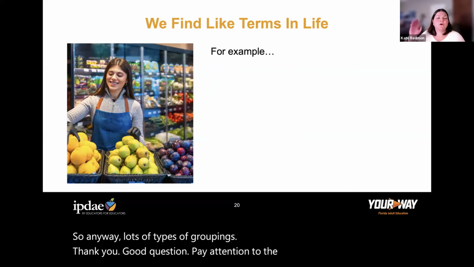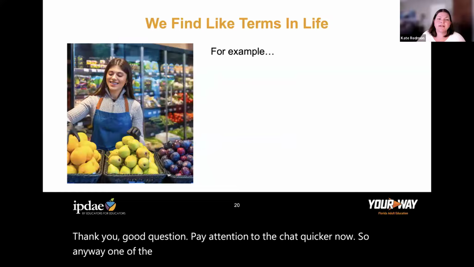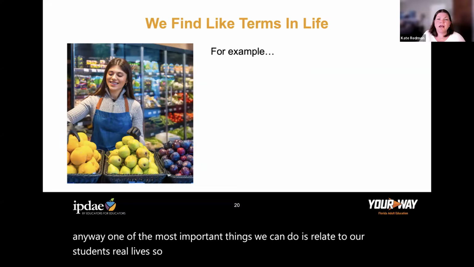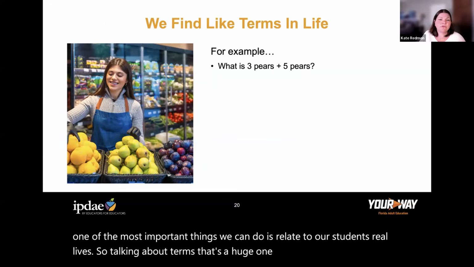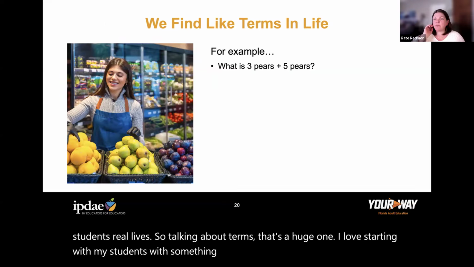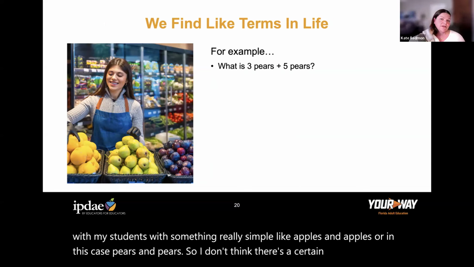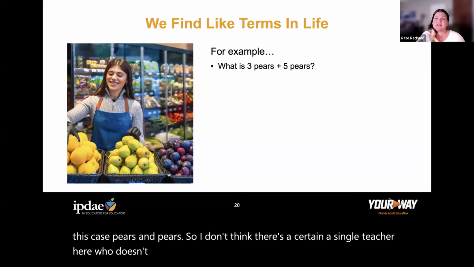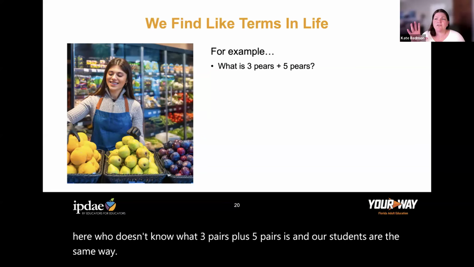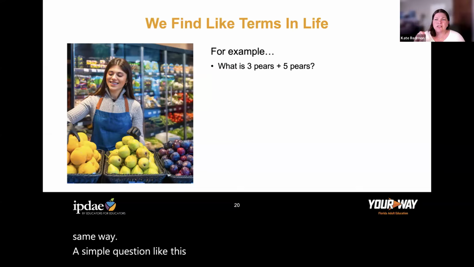So anyway, one of the most important things we can do is relate to our students' real lives. So talking about like terms, that's a huge one. I love starting with my students with something really simple like apples and apples, or in this case, pears and pears. I don't think there's a single teacher here who doesn't know what 3 pears plus 5 pears is. And our students are the same way. A simple question like this, even the least skilled students in the room can usually answer it.